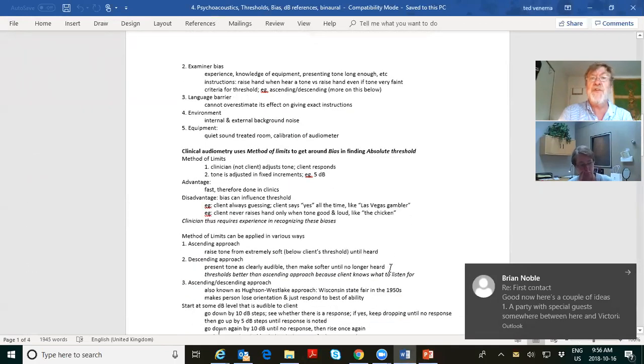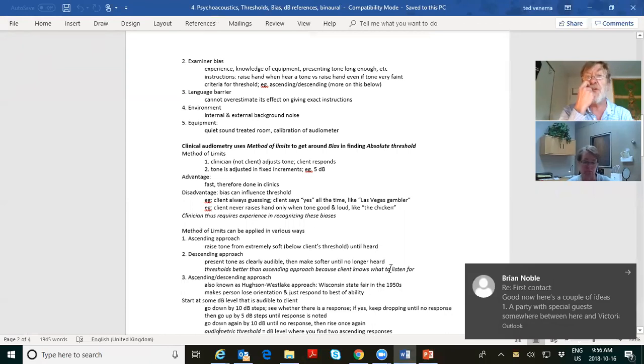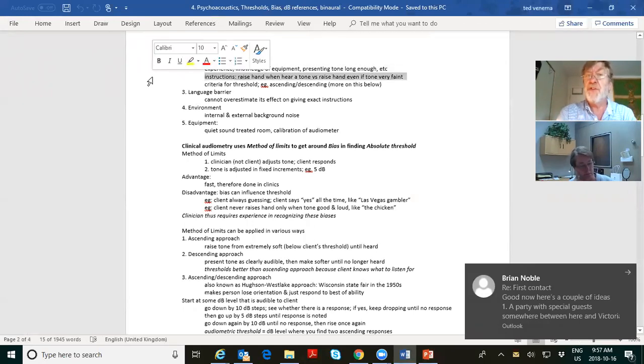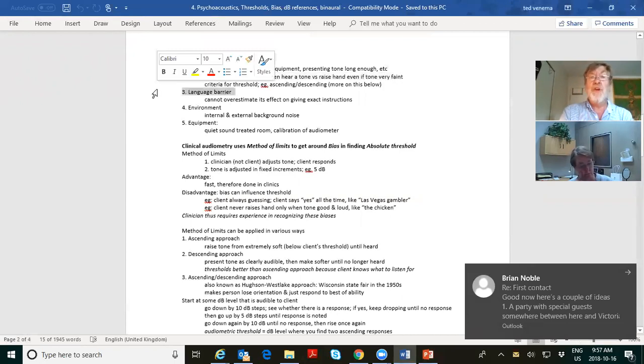Examiner bias. This is you, the clinician. Your experience, your knowledge of equipment. Are you presenting the tone long enough? Are you going dip? Or are you going dip? Instructions are your bias: raise your hand when you hear a tone, versus raise your hand even if the tone is very faint. Language barrier. Ascending, descending. That's all settled, we do that now.